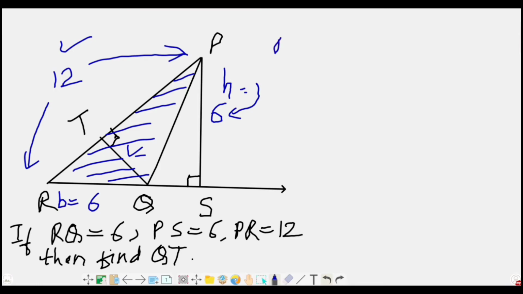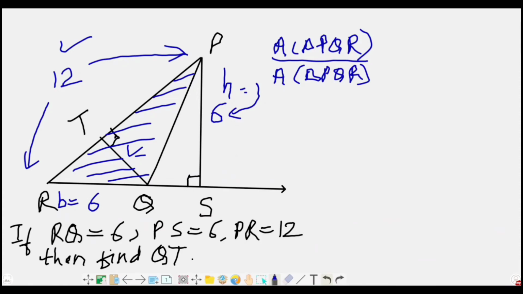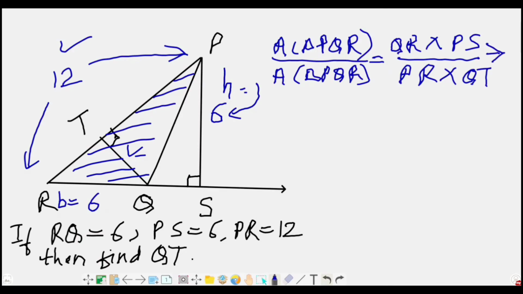So we can write it like this: area of triangle PQR. Again I am taking the same triangle, the area of triangle PQR itself. If I am taking QR as the base, then it will be QR into PS. In the same way, when I take PR as the base, then my QT is the height. Correct? This is the property of the ratio of the areas of triangles. Now both triangles are the same, so on this side my ratio will be 1 by 1.